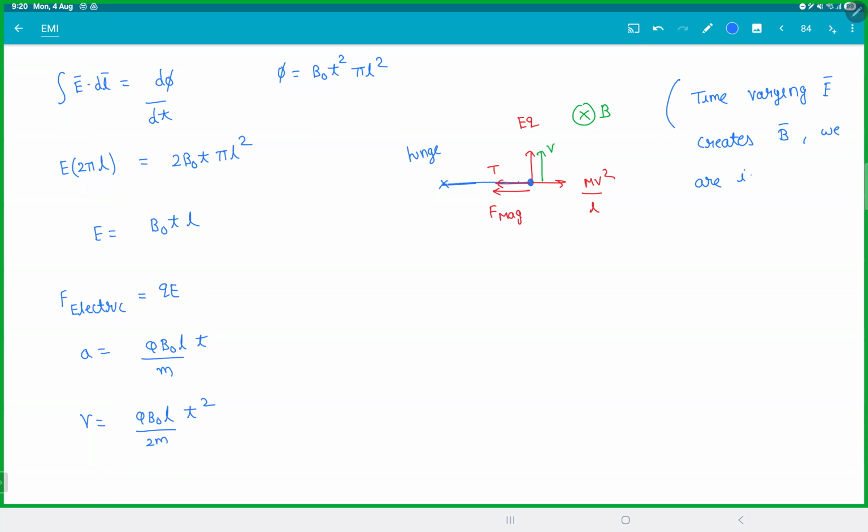This is the problem with electric and magnetic fields. If something changes with time, that will create something else which changes with time, and it just keeps going on. There, you're done. So tension plus F magnetic, QVB, is equal to mv square by L.